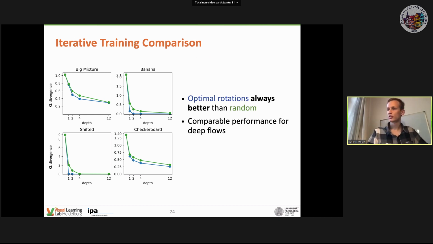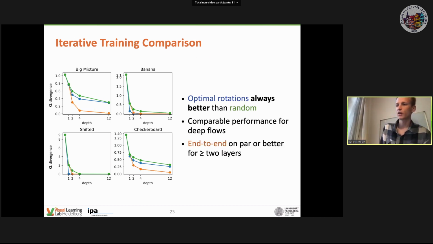But note, this doesn't look like a big step, but the important thing is actually looking at this direction. To achieve the same quality for the blue curve, we need 4 layers in comparison to 2. So that's a factor of 2. But at the same time, end-to-end training is typically on par once we go to more than 2 layers. And then later it's better.